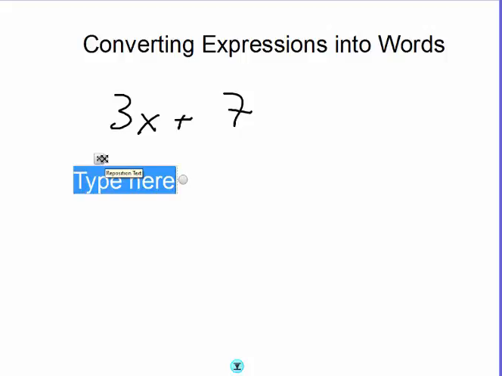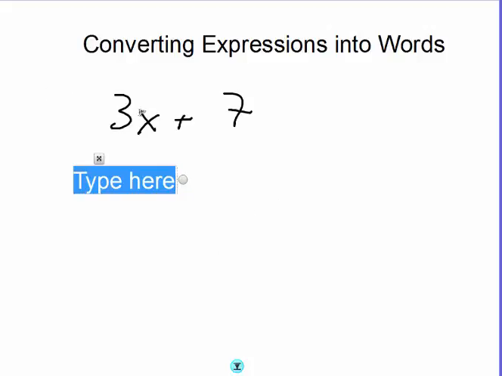So let's just look at this expression we got here. We have 3x plus 7. It's an expression because there's no equal sign. It's just a bunch of terms. So let's see if we can turn this into words. Now, there's a lot of different ways you can turn this into words. If you read it from left to right, sometimes that's not the easiest way to do it.